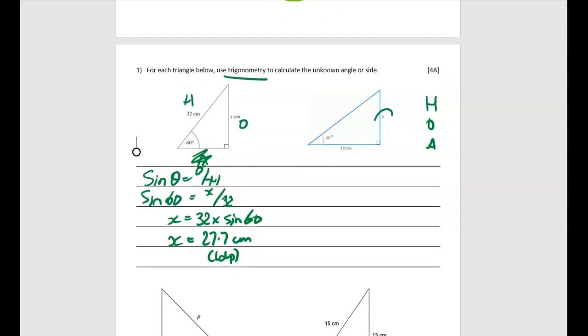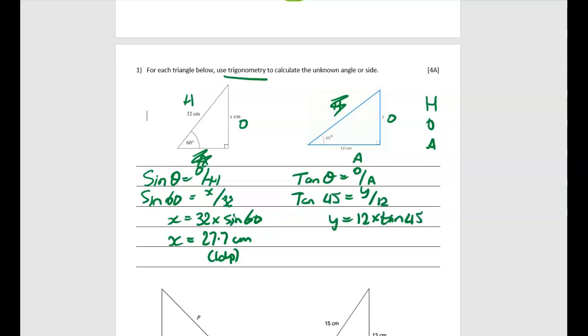So the next question, we're trying to find side y over here. So there's the hypotenuse, there's the opposite, there's the adjacent. We don't care about the hypotenuse, which means we're going to be dealing with O and A, which is tan, or TOA. So tan angle equals O over A. Tan 45, because that's the angle, is equal to y divided by 12. Y will be equal to 12 times tan 45. That comes out to 12 centimeters, and there was no need to round that question as well.